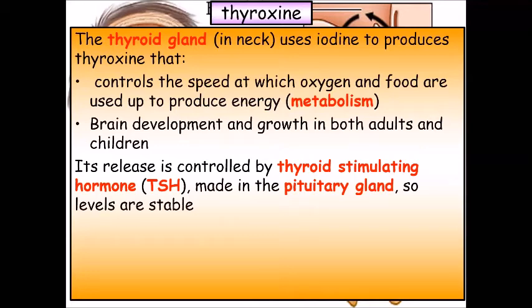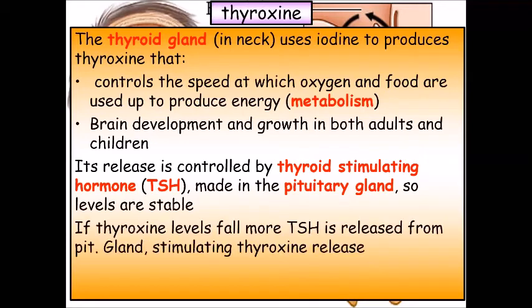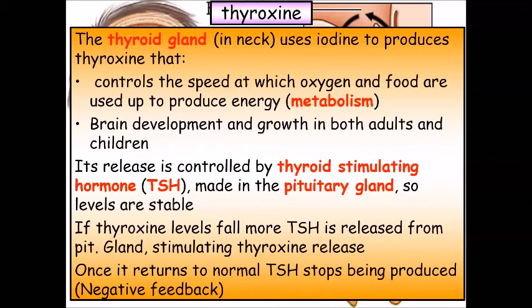Thyroid stimulating hormone is released by the pituitary gland. This goes to the thyroid and stimulates the thyroid to either make more thyroxine or reduce the manufacturing of thyroxine to help maintain balance. So if thyroxine levels fall, more thyroid stimulating hormone is produced. Once it returns to normal, we stop producing TSH and negative feedback has been achieved.